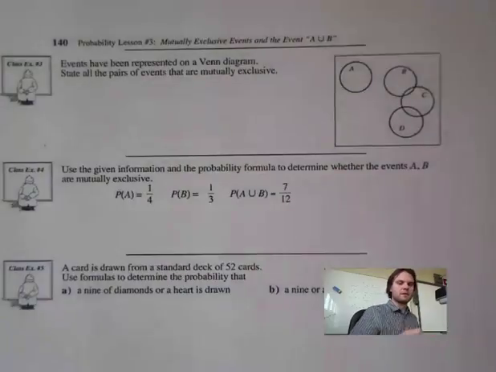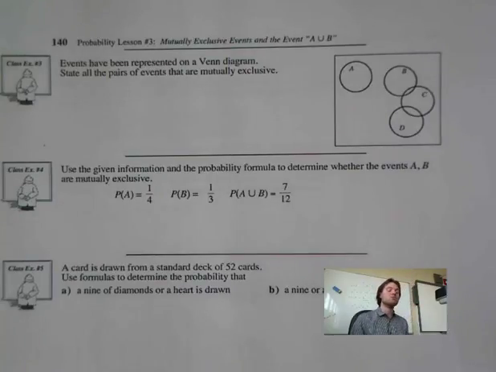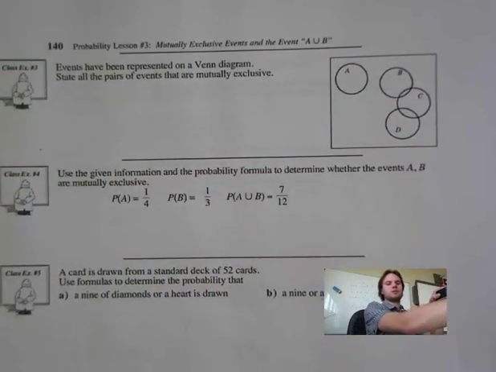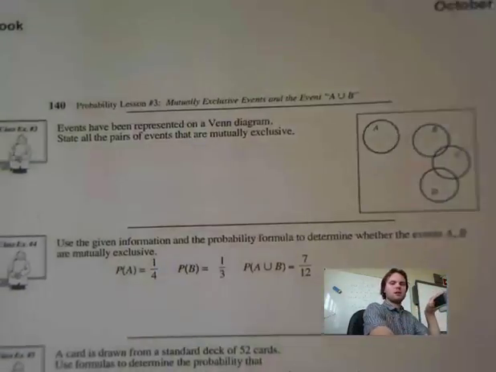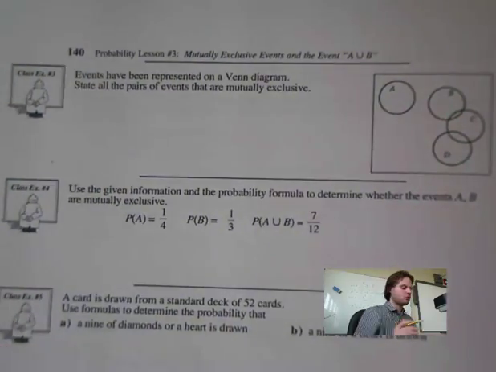There we go. Let's take a look at this one here. It says, events have been represented in the Venn diagram. State the pairs of events which are mutually exclusive. So we're looking back to that Venn diagram from way back before, and we want the ones that are mutually exclusive. Just going to come in here a bit so we can see a bit better. So which ones here are mutually exclusive?